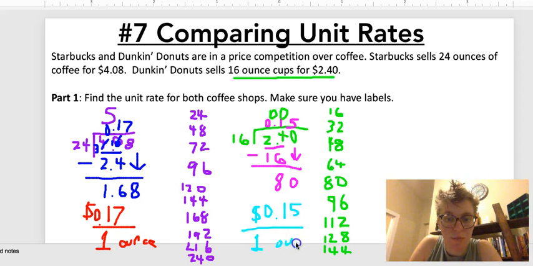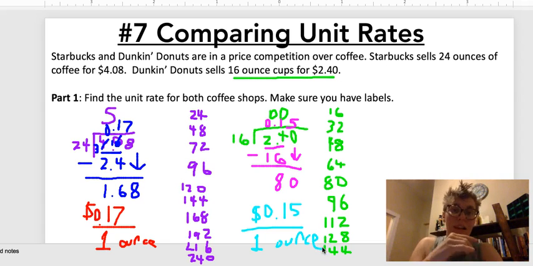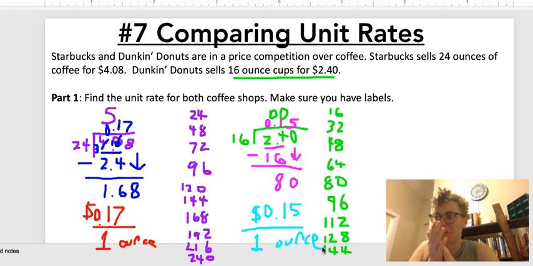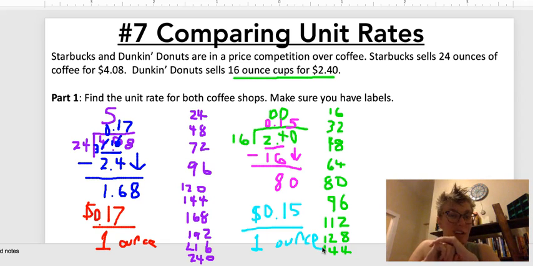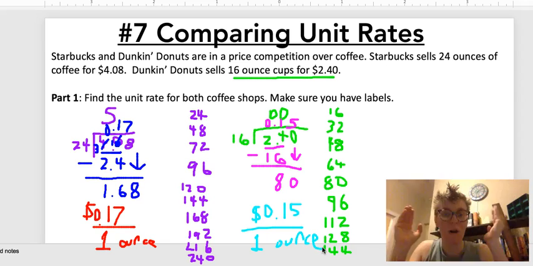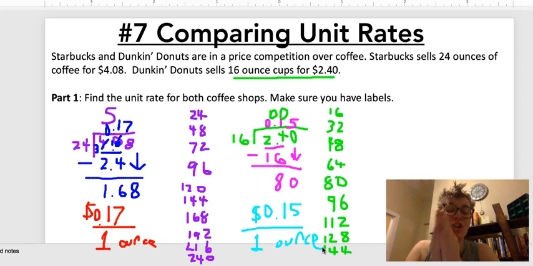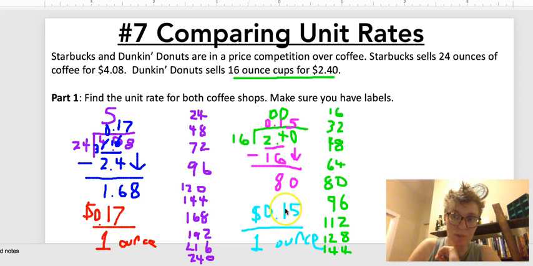So when I look at those two amounts, they're pretty similar. But if you're someone that buys a lot of coffee, that 2-cent difference is going to make a big difference over every single day you buy coffee. So we know that Dunkin' Donuts costs 15 cents per ounce and Starbucks costs 17 cents per ounce. We want to know, where should I go? Which one's cheaper? We should go to Dunkin' Donuts because they are cheaper by 2 cents per ounce than Starbucks.